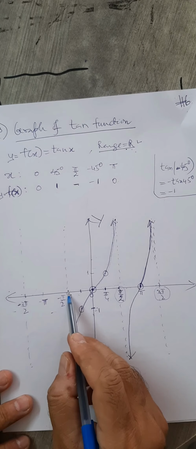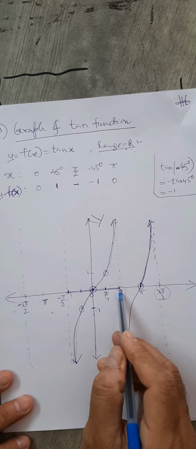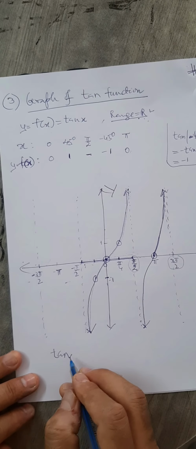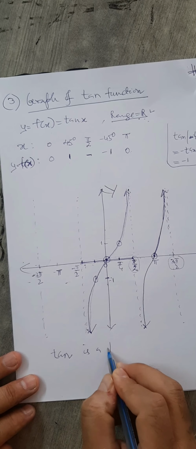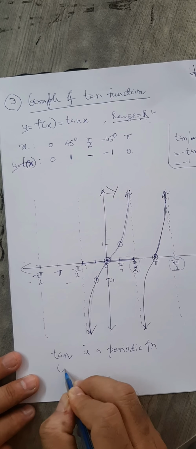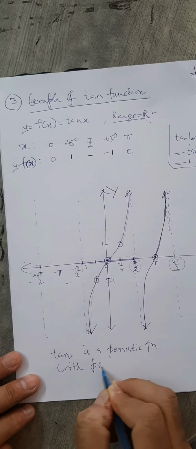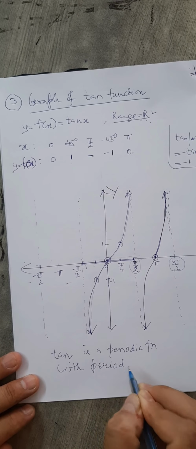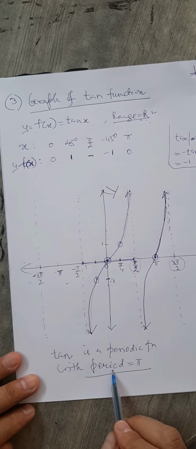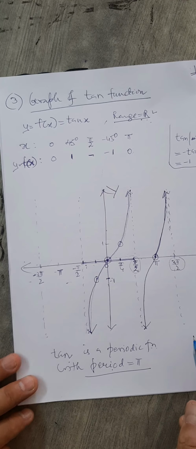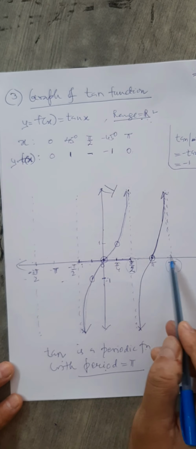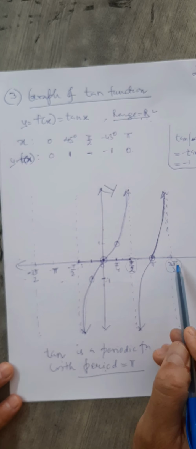And now what is the length of this, minus pi by 2 to pi by 2? It's a pi. So you can say that tan is a periodic function with the period equal to pi, remember. What's the meaning of this period pi? After every interval of pi, the values of the tan function are repeated. Right? You see this portion is the same as this. This length is also pi, pi by 2 to 3 pi by 2.